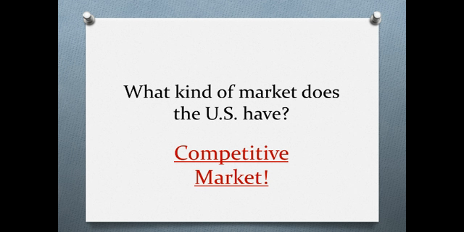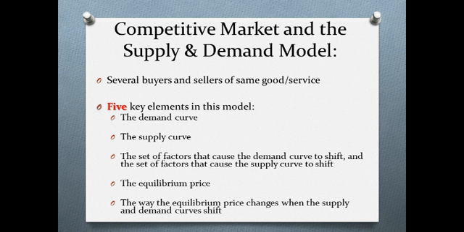So, of course, what kind of market do we have in the U.S.? We have a competitive market. All right, so what are the characteristics of a competitive market? Well, first of all, you have several, count them, lots, okay? Not one, not two, not a few, several, lots, multiple buyers and sellers of the same good or service.